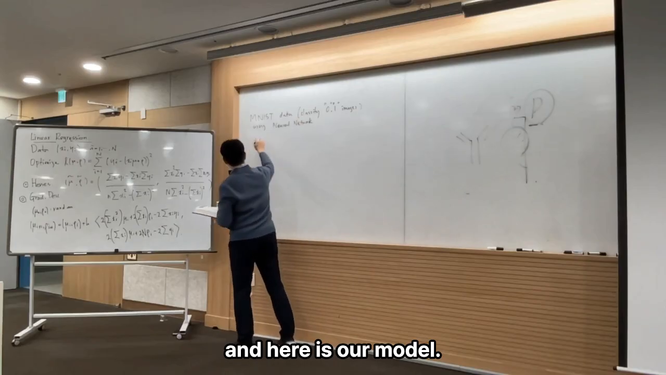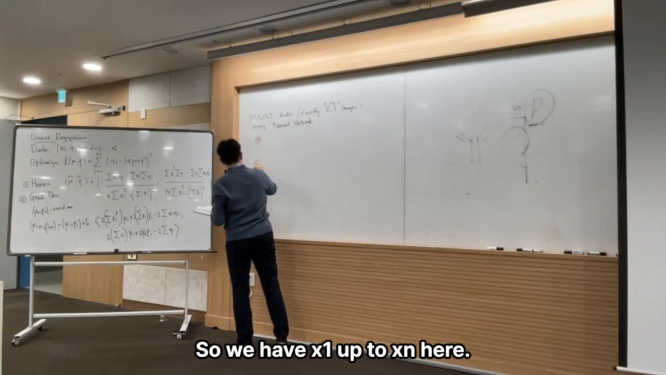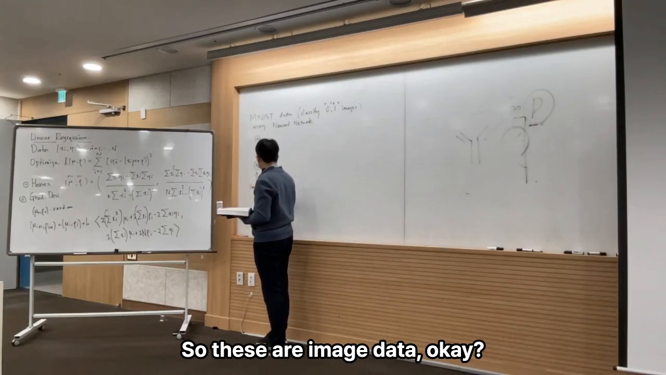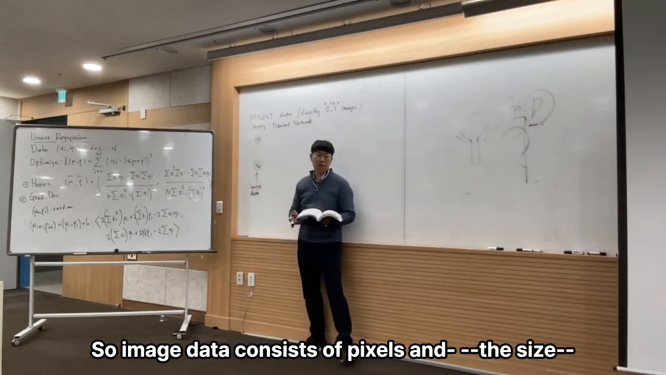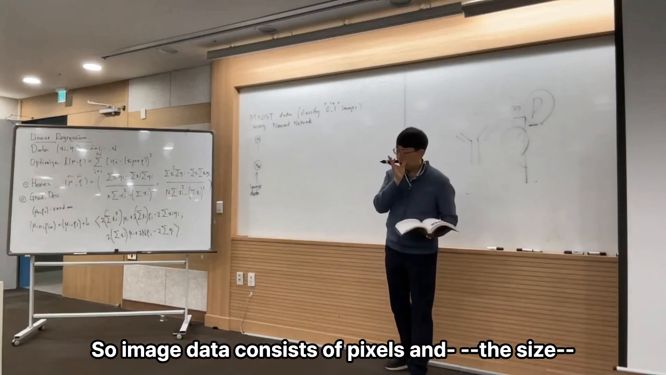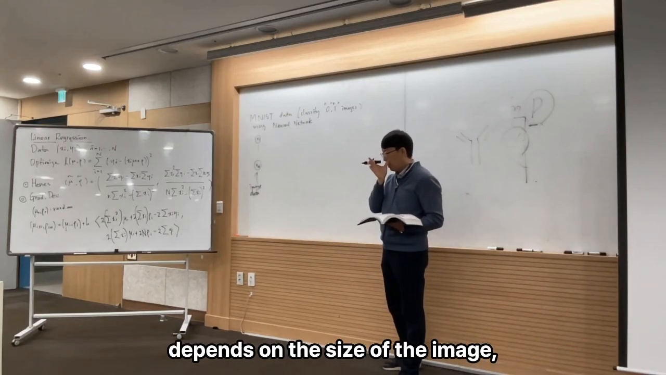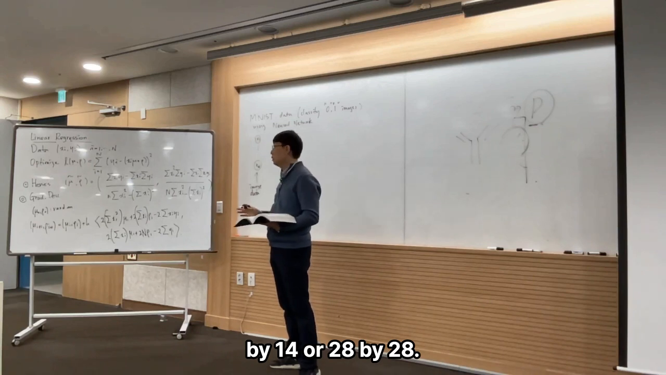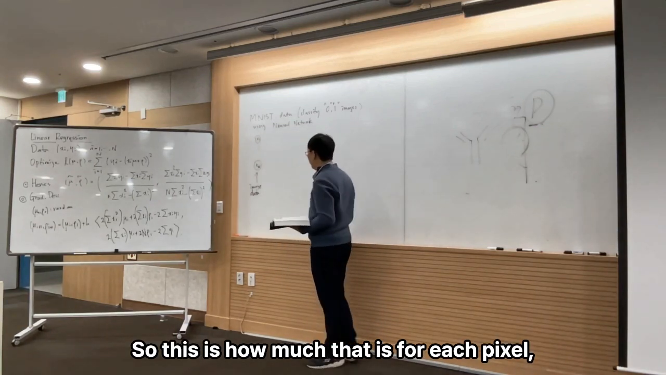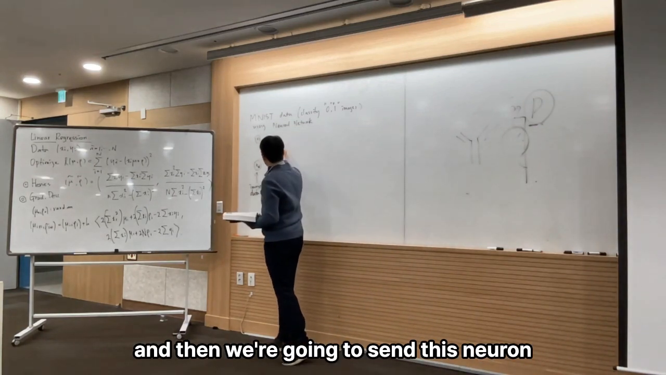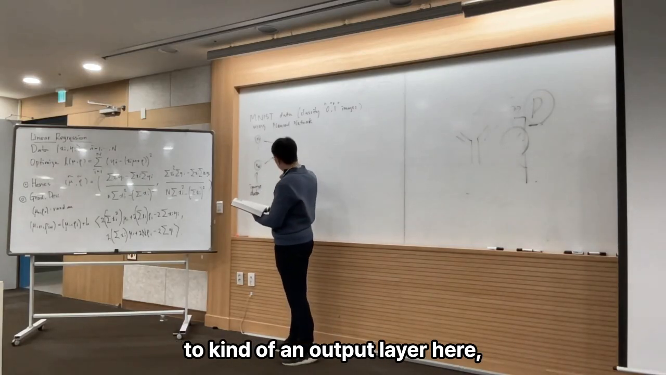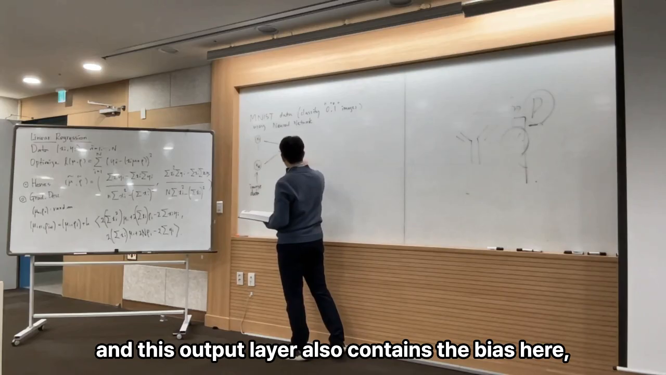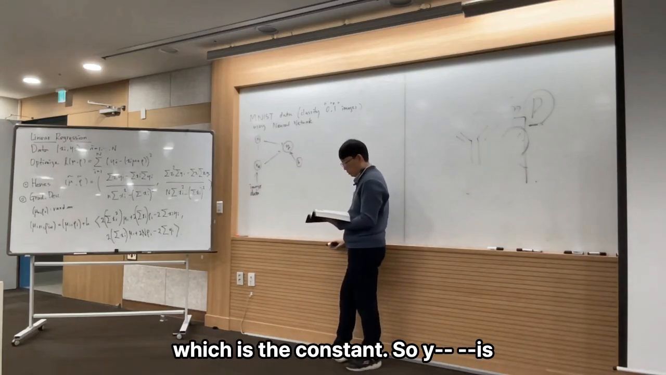And here is our model. So we have x1 up to xn here. These are image data. Image data consists of pixels, and the number of pixels depends on the size of an image, and usually it's a size of 14 by 14 or 28 by 28. So this is the value for each pixel. And then we're going to send this to an output layer here. And this output layer also contains the bias, which is the constant.